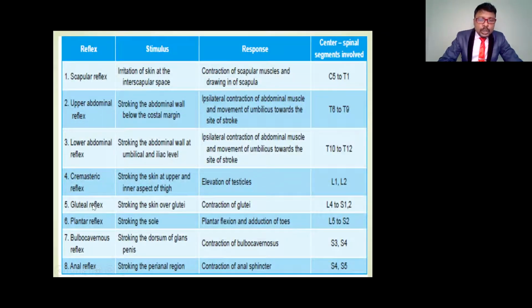Coming to another one, the gluteal reflex. The gluteal reflex is stroking the skin over the gluteus. The gluteus is the buttock muscles. If you stroke the buttock muscles, it gives contraction of the gluteal muscle. The response comes from L4 and L5, S1 and S2. If anybody has damage, especially lumbar nerve injury in case of disc injury or spinal cord injury, this reflex will be lost. So we can easily understand whether the person's nerves are intact or not.